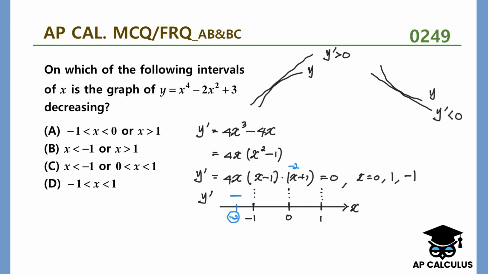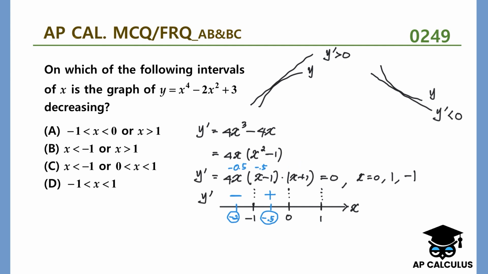Now let's substitute any number between negative 1 and 0, probably negative 0.5. So 4x is negative, negative 0.5 minus 1 is negative, and negative 0.5 plus 1 is positive. So negative times negative times positive. If 2 negatives are multiplied, the result is positive, so this interval is positive. Okay, does that make sense?